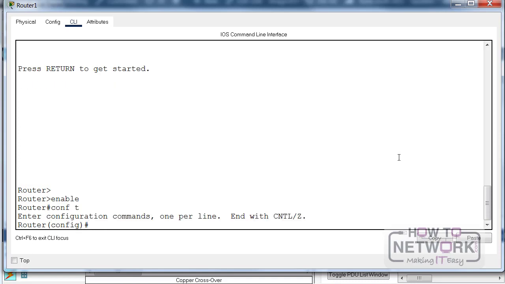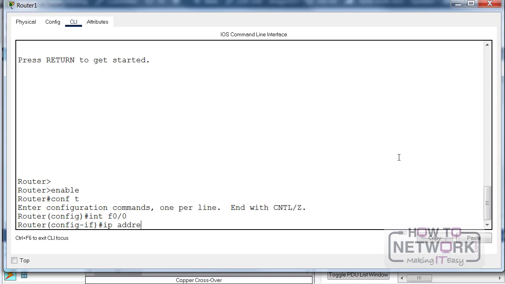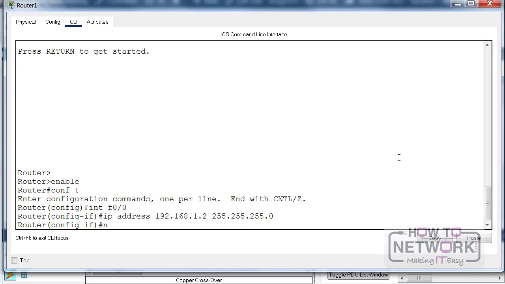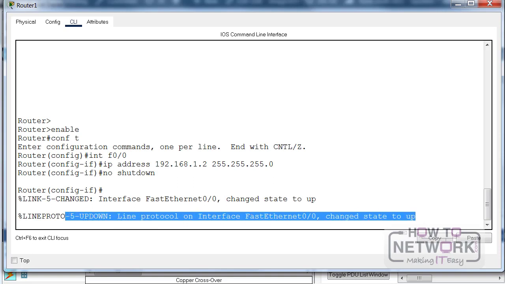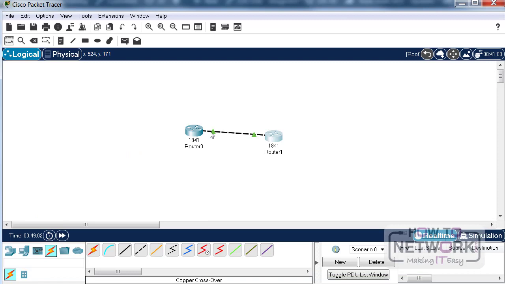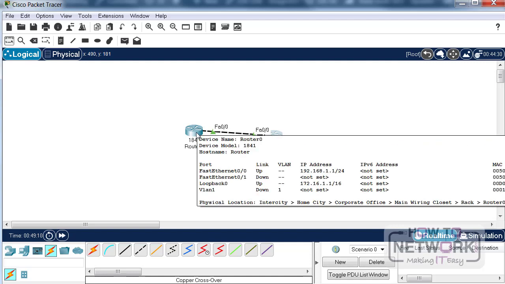So config T, interface F0/0 again for fast Ethernet 0/0, IP address 192.168.1.2. Three lots of 255 with dots in between, and then a zero. No shutdown. All right, you can see the triangles are now green. So that means they're up and they can pass traffic.